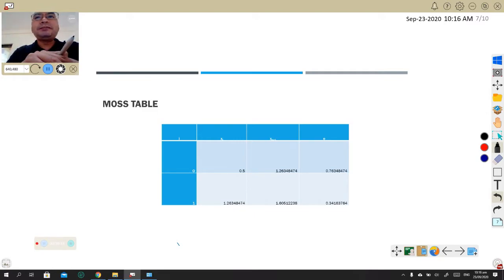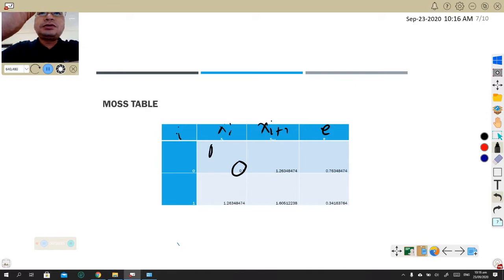Step number 4, also we will be filling up our Moss table. So if this is not clear, this is just i, this one is xi, this one is xi plus 1, and this one is the value of e. This value of xi, 0.5, is the given xi as the initial condition set in step number 2.